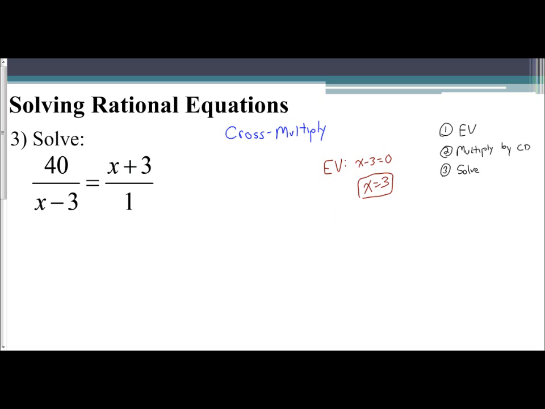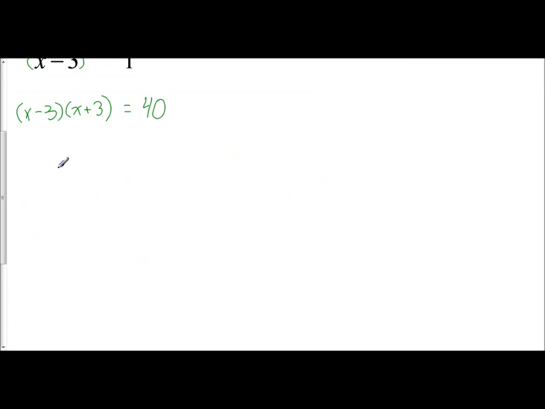So I'm going to cross multiply. I'm going to take 40 times 1, which is 40, and I'm going to take x minus 3, that entire expression, and multiply it by x plus 3. Since it's an expression, you're going to want to put it in parentheses. And so if I go from here, this looks like it's going to create x squared minus 3x plus 3x, which will cancel, minus 9. So I'm going to get x squared minus 9 equals 40.